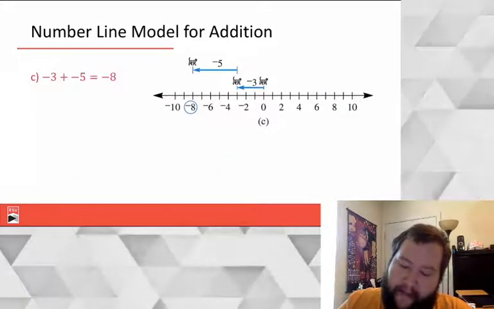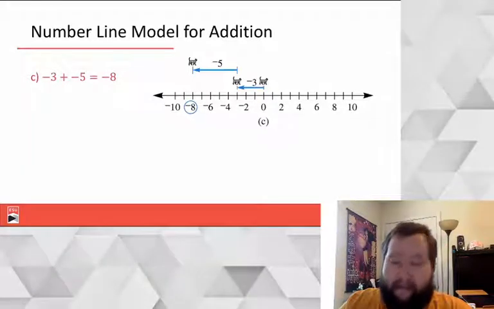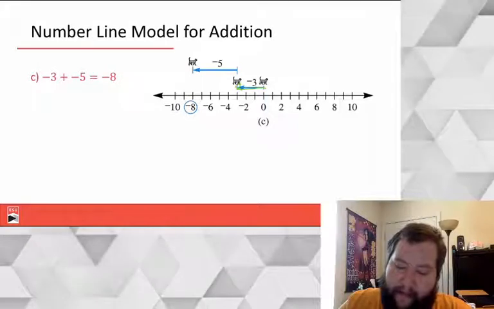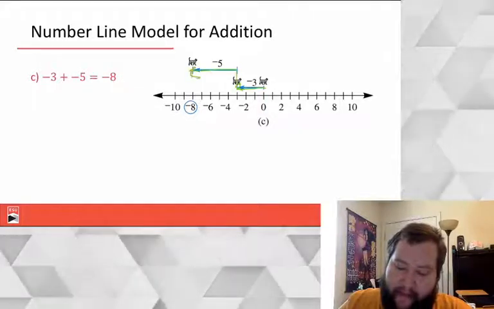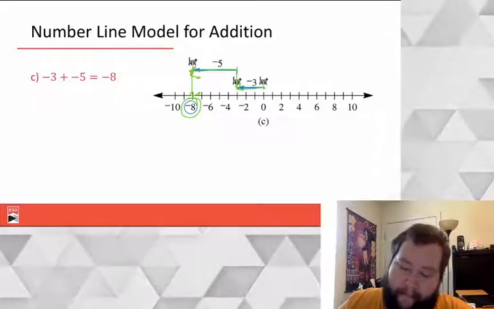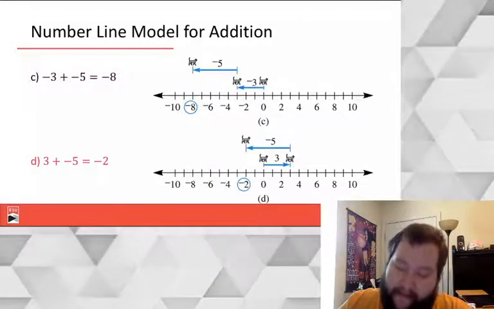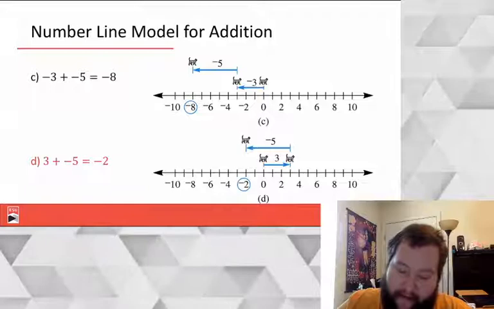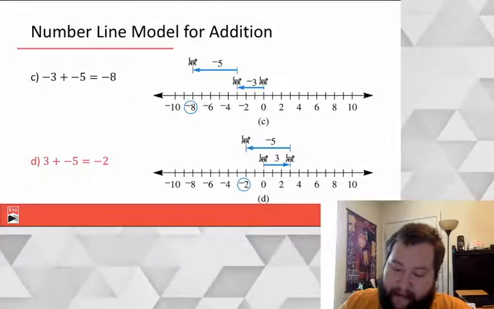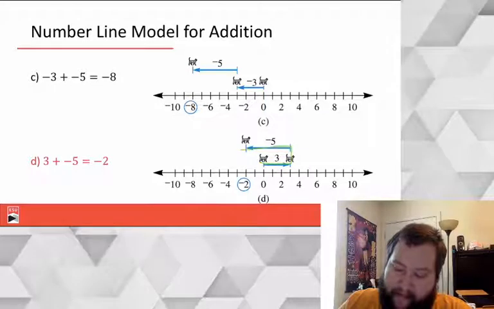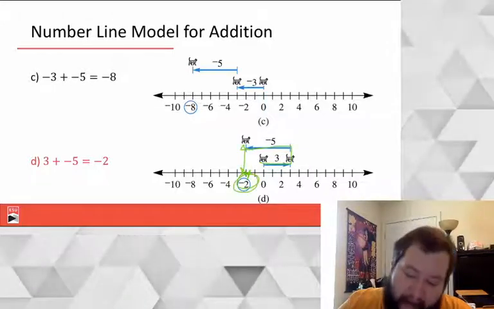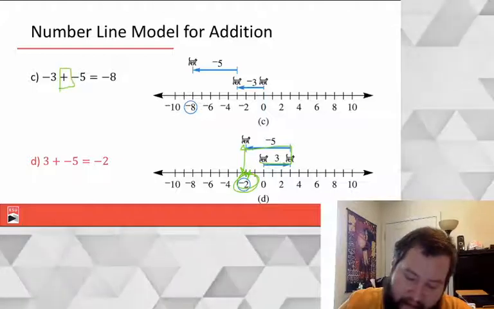But now what if we have -3 plus a -5? Well, we travel left some, then we travel left some more, and we're left at -8. And now the last one. If we have 3 plus a -5, now we go right 3, left 5, and we end up at -2. But notice, in every case, we had a plus.